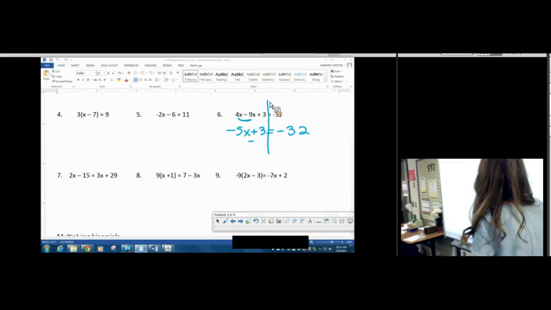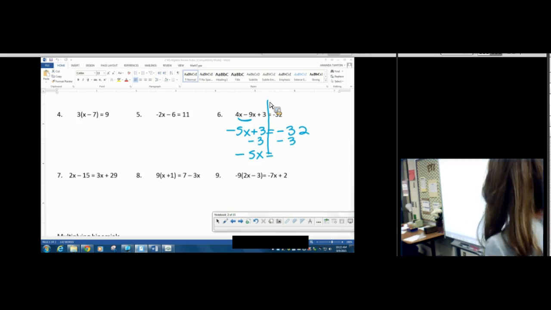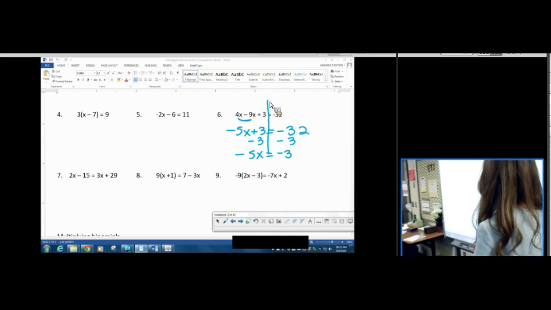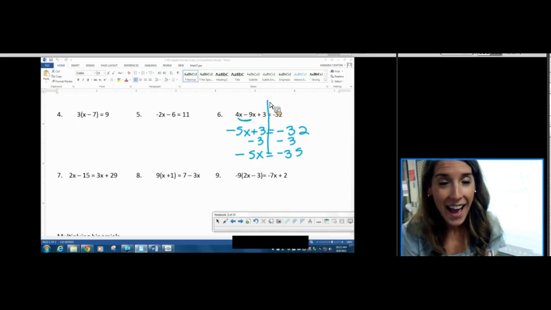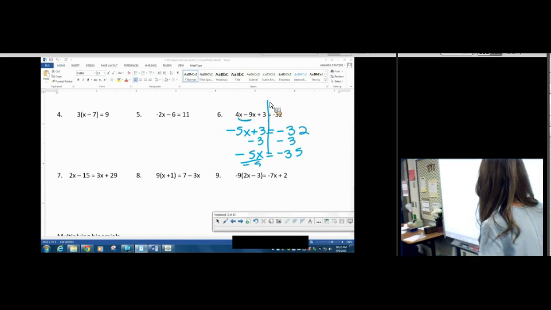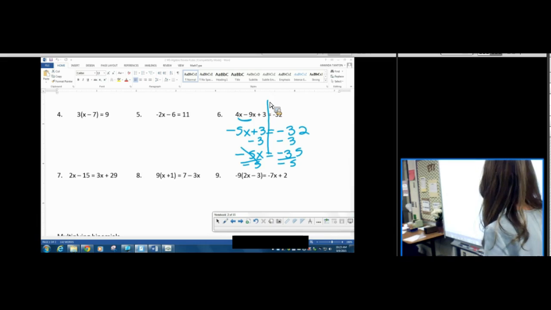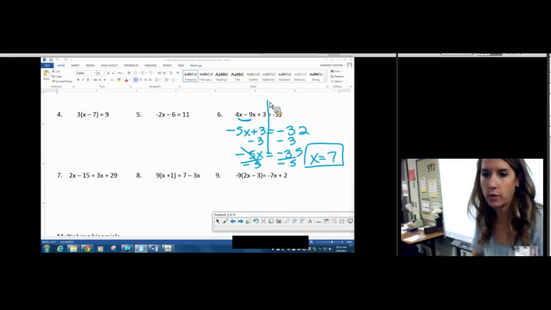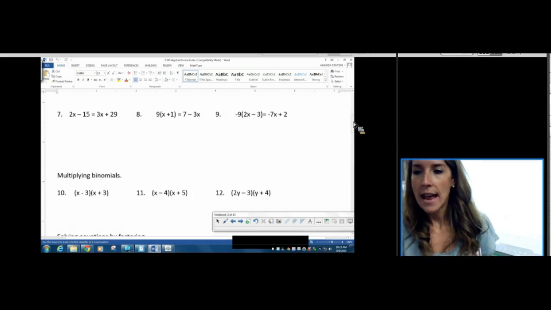We're going to subtract 3 from both sides. Negative 5x equals negative 35. And then look at that. When we divide by negative 5, because we're dividing a negative by a negative, they're going to cancel, and x equals a beautiful 7.